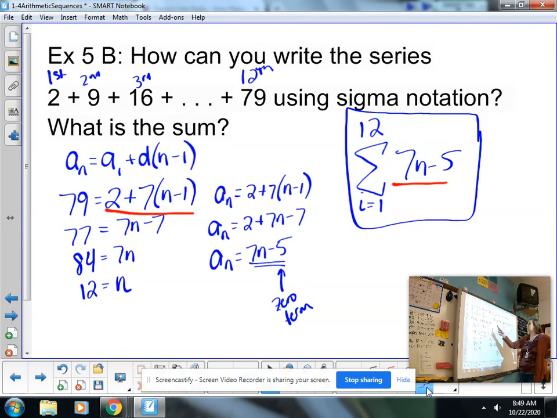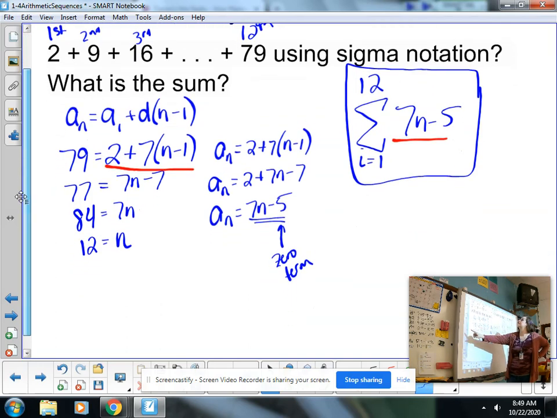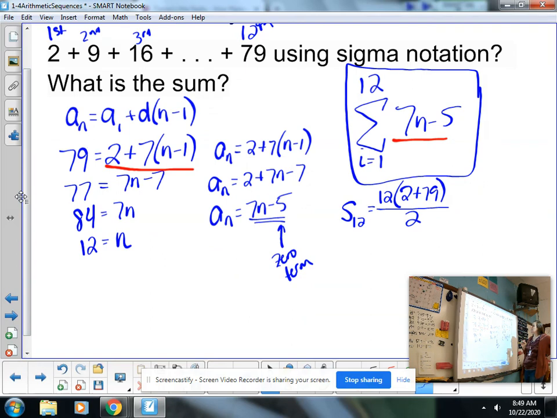So finishing this out, what is the sum? Well, the sum, we do have the whole sum formula. So my formula, I'm going to scroll a little bit here. So S12 is going to equal 12 times the first plus the last, and then divided by 2. So this is going to be 12 times 81 divided by 2. So that's really 6 times 81. And I already have this written down on my paper, so I'm going to cheat a little bit, which is 486.